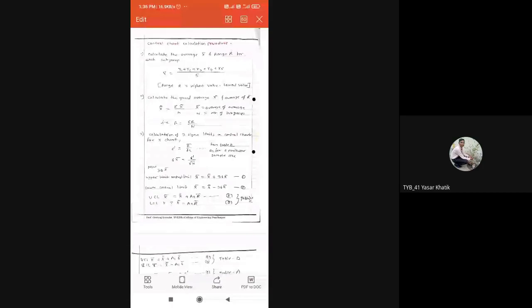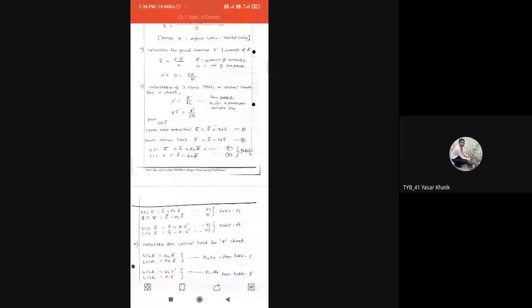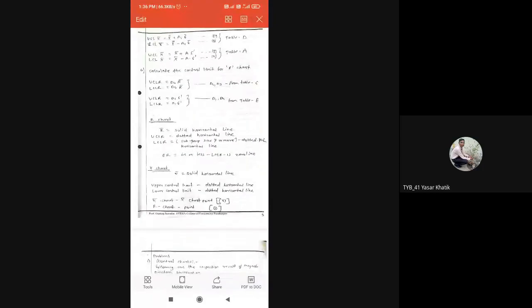Just the upper control limit and lower control limit. We will observe only one change, that is a sign, in between the average of average and A2 R bar, that is a plus and minus. Okay. Then once you look at that table, you will understand. This is just a formula, just steps from this table where you can easily find out the upper control limit and lower control limit for the X bar chart and R chart.